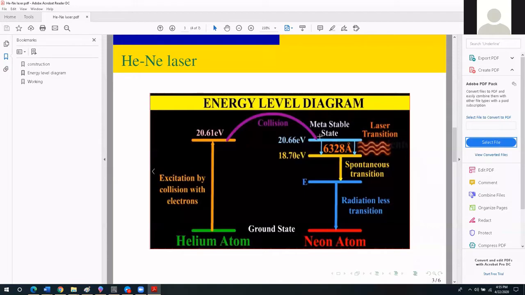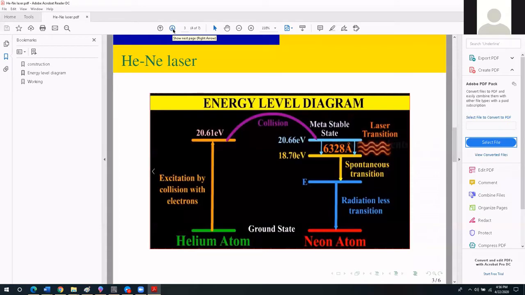This is the 5s state of neon atom, and it has another lower energy level, 3p, and its value is 18.70 electron volt. Lasing action takes place between this 5s and 3p of neon atom, and laser light photon is produced. We can easily calculate its wavelength by using the simple formula hc by lambda, where h is Planck's constant and c is the velocity of light, equal to the energy difference E5s minus E3p, and we will get 632.8 nanometer laser light, which is red laser light.